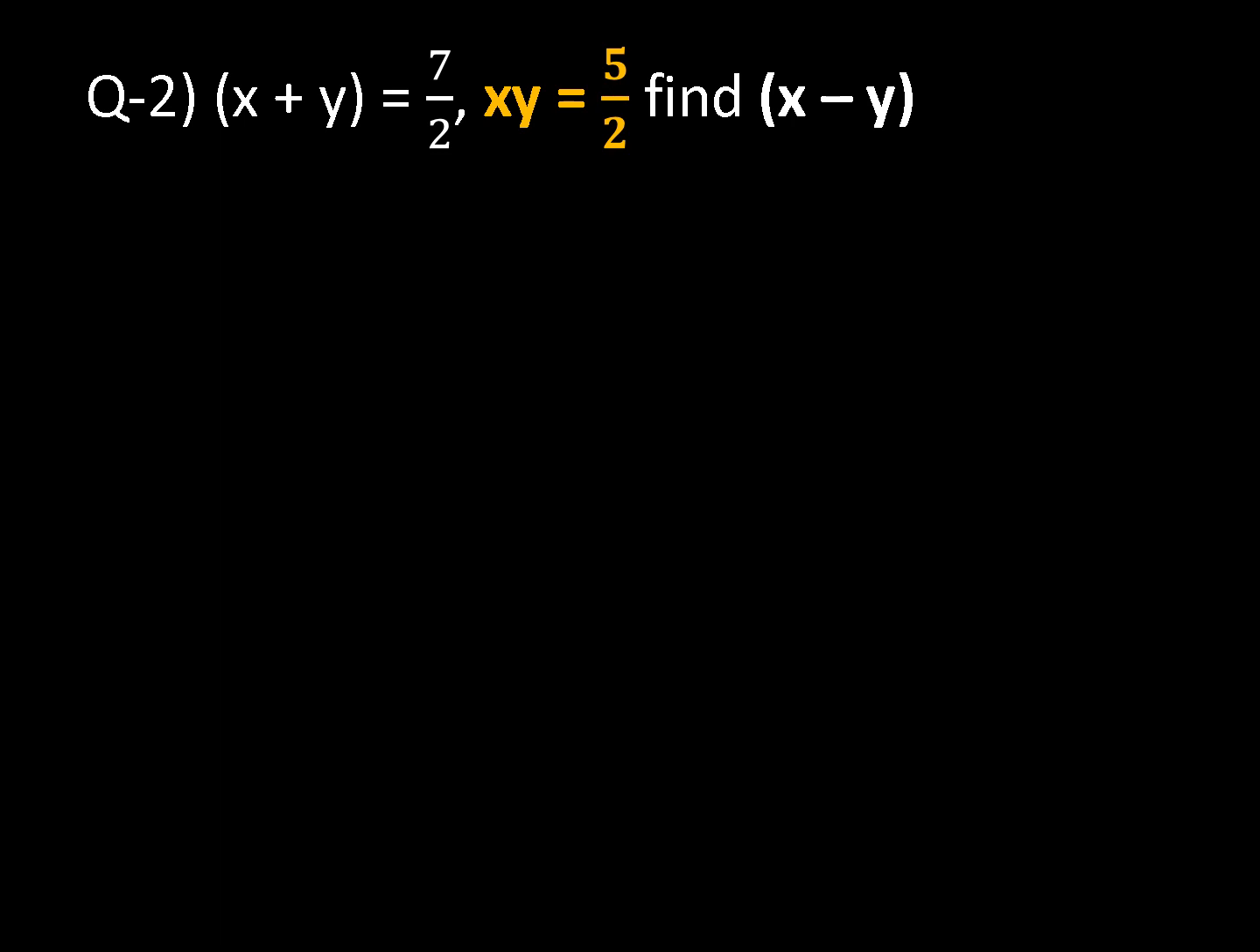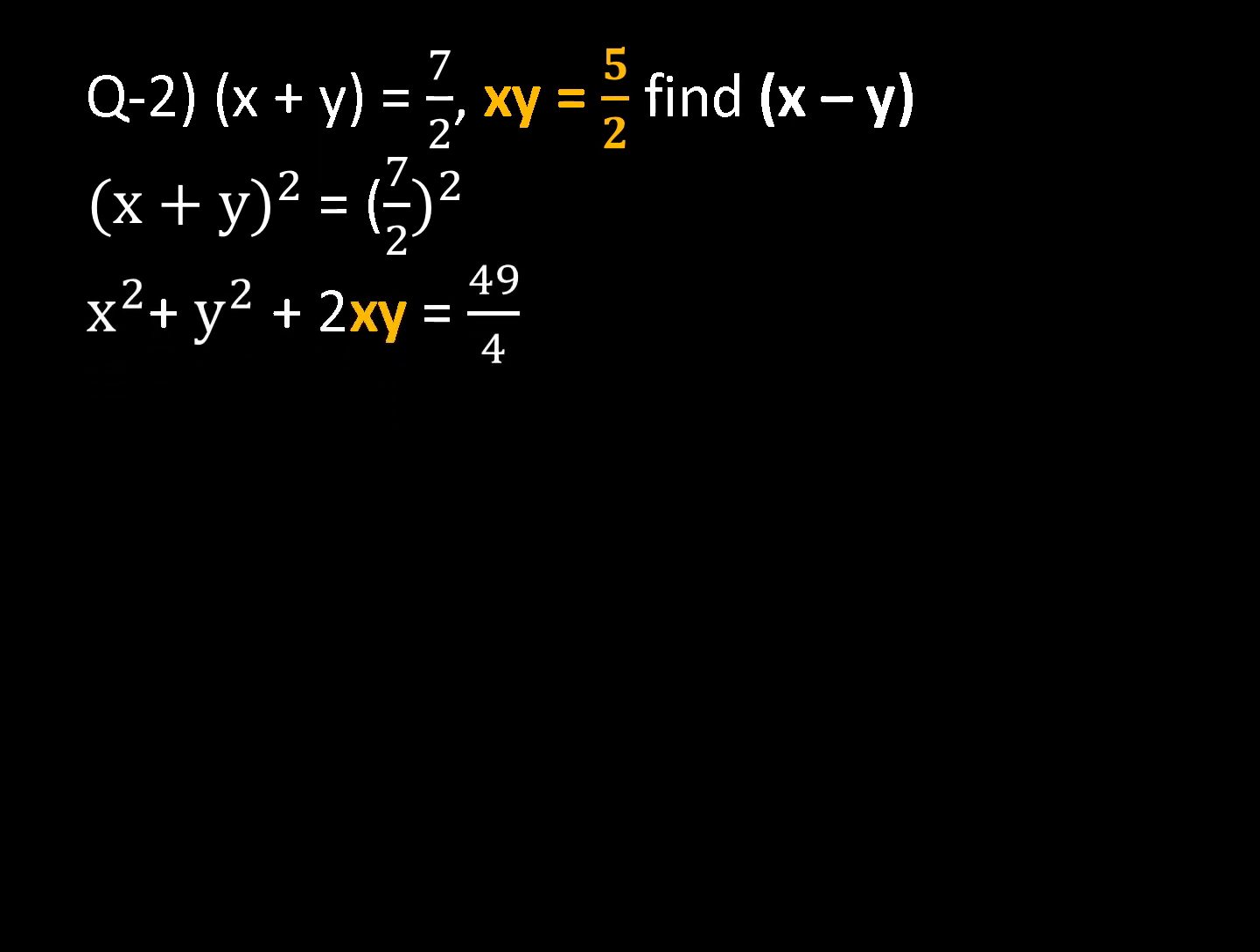Let us take one more example of the same with a fraction. x plus y is equal to 7 by 2, xy is equal to 5 by 2, and we have to find x minus y. As seen previously, we will start with what is given. That is, we will square x plus y whole square equal to 7 upon 2 whole square. That will give us x square plus y square plus 2xy is equal to 49 upon 4.